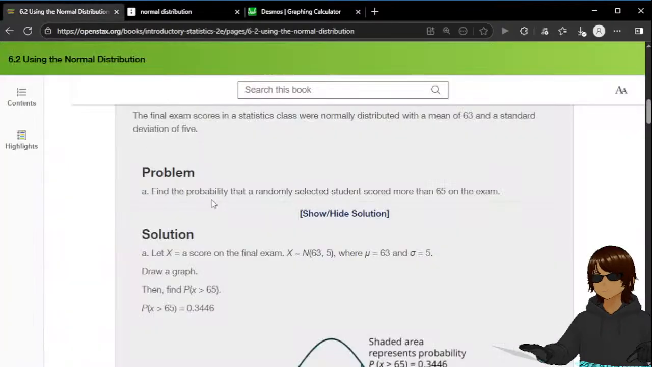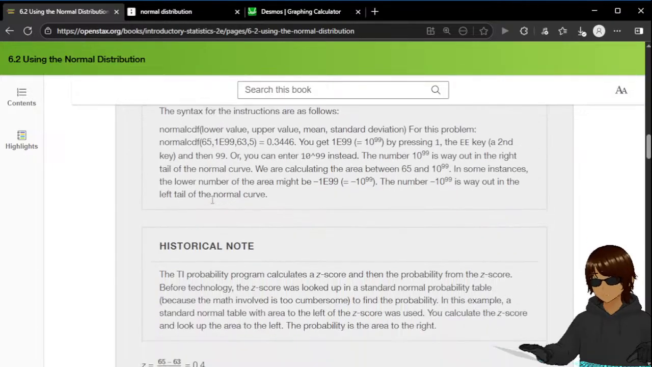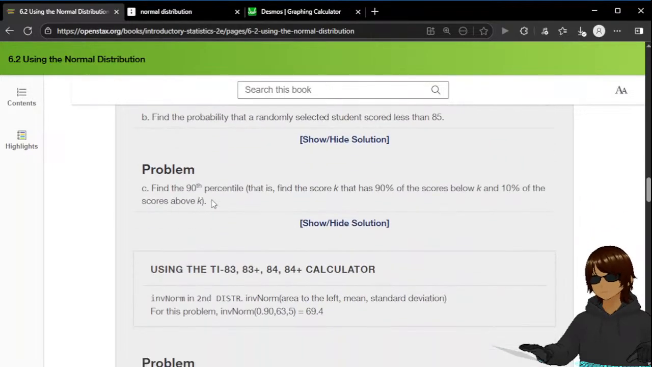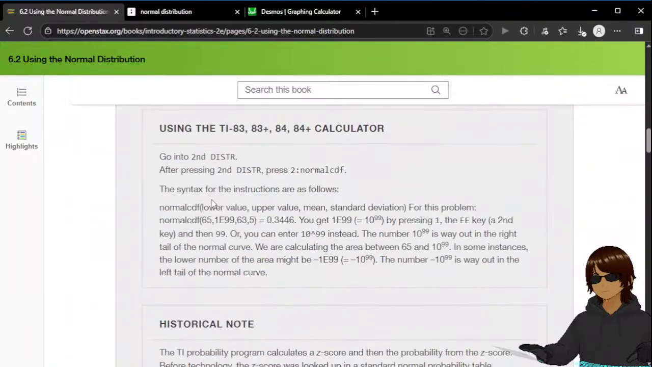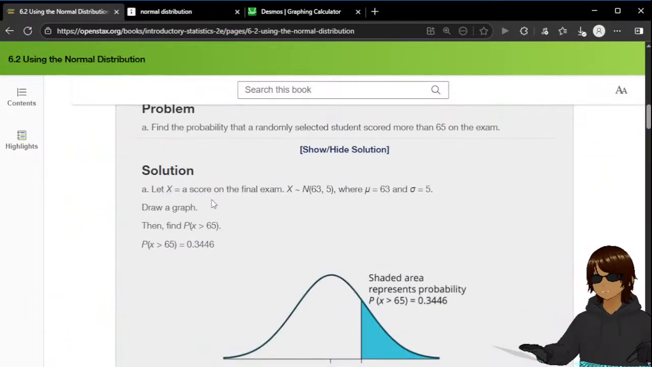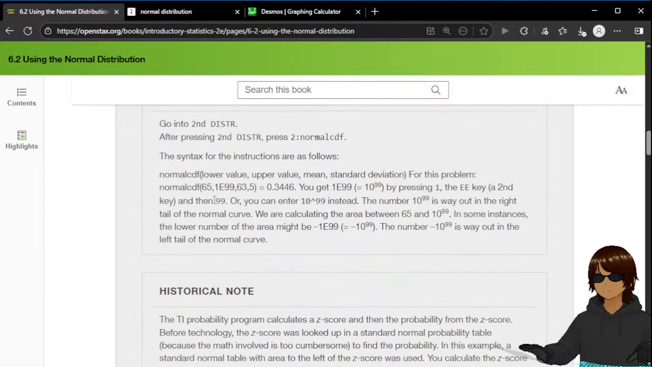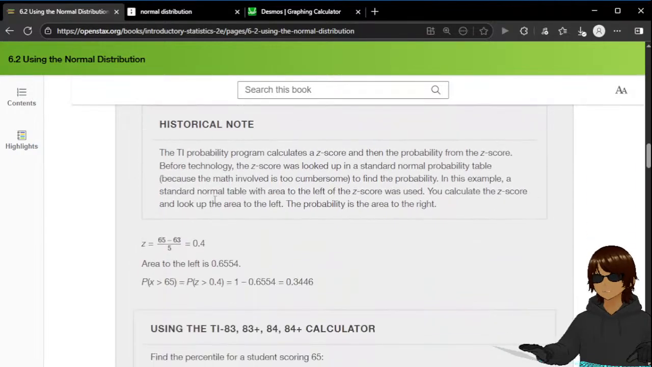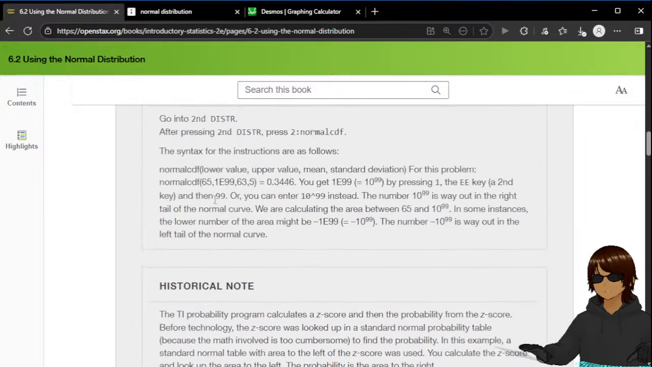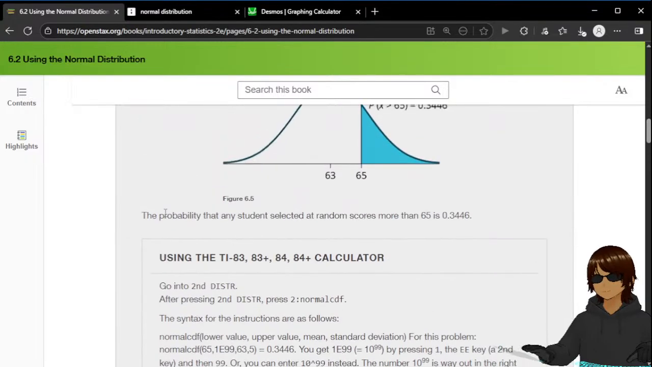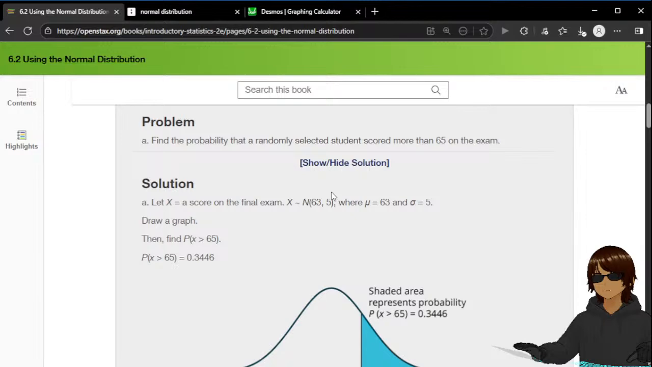3446. I've never used this distribution thing before. Yeah. Where's, was there any other question?